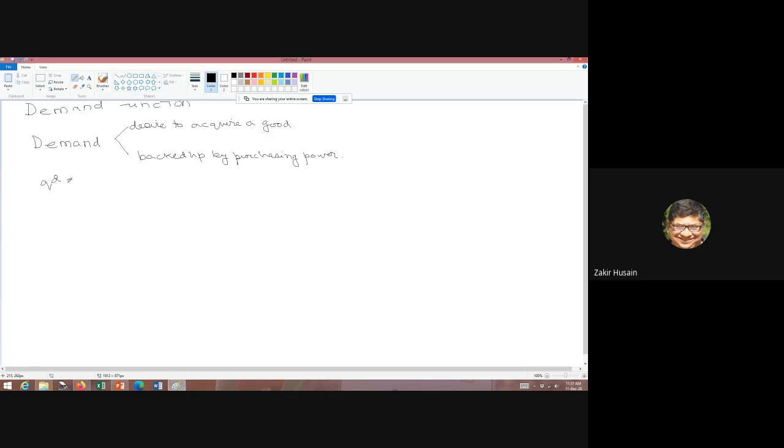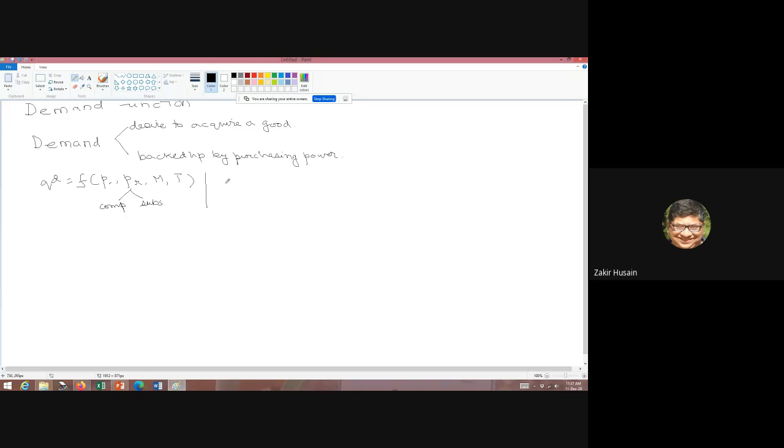Now, the demand function is written in this way. QD is the amount that you want to purchase. It depends upon own price, price of related goods, which is complements or substitutes. M denotes income, T is taste and preferences, and we can think of other factors like seasonality, etc.